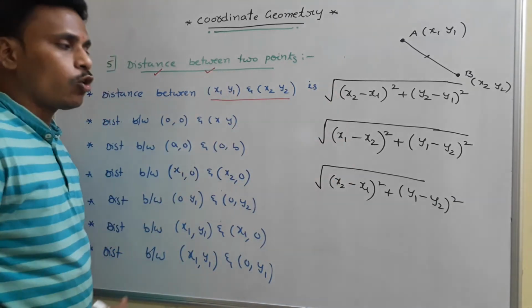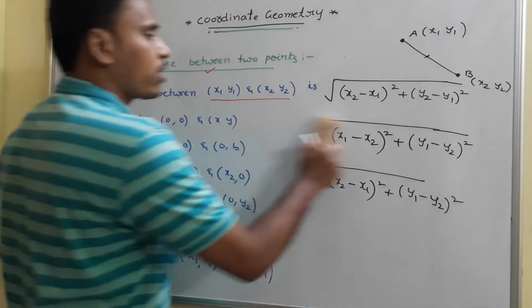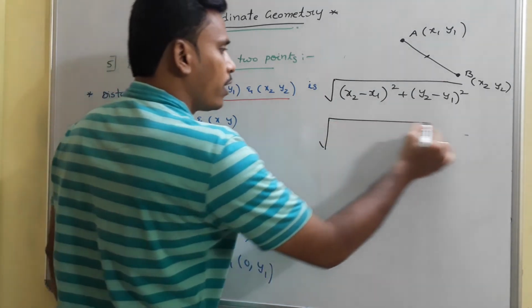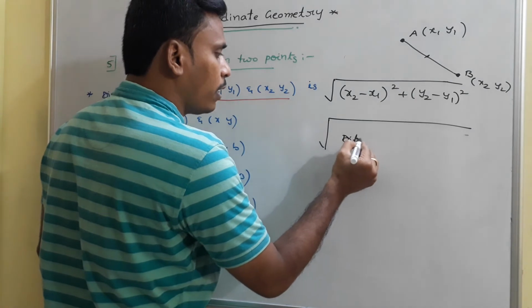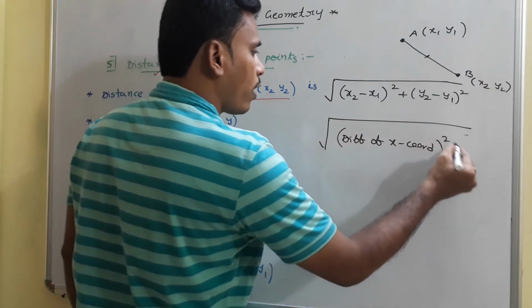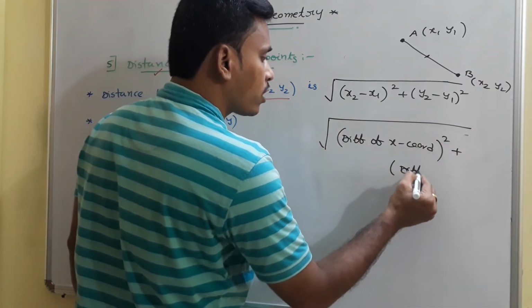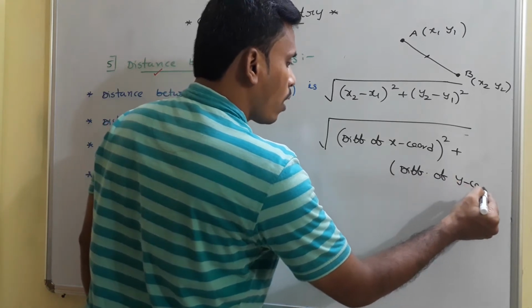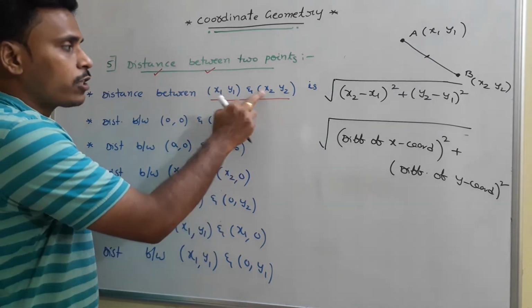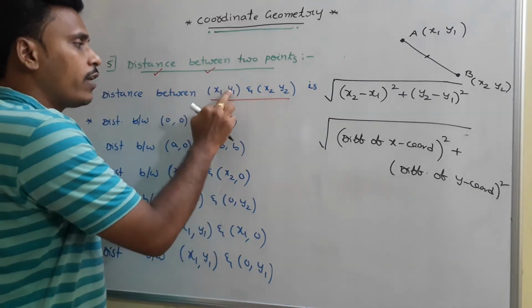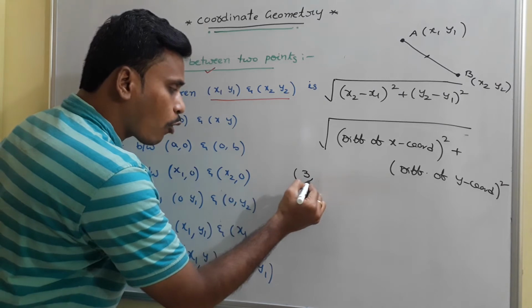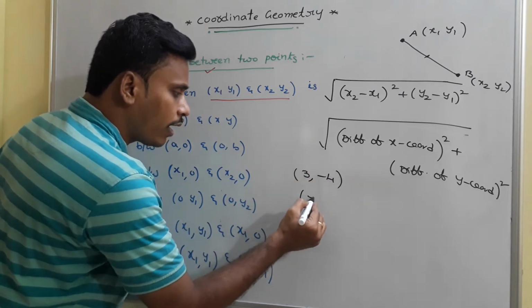So the distance between 2 points is simply square root of x2 minus x1 whole square plus y2 minus y1 whole square. You may memorize it like this. Square root of x2 minus x1 is simply the difference of x coordinates, whole square, plus y2 minus y1 whole square, meaning the difference of y coordinates whole square. You may memorize either that one or this one, no problem. Difference between these x coordinates whole square plus difference between these y coordinates whole square, and we need to give a square root.